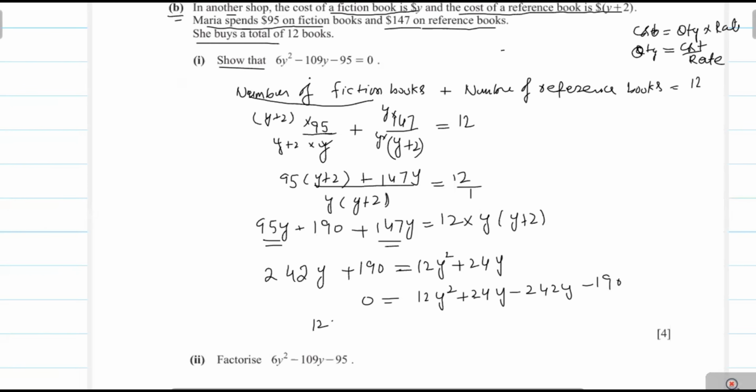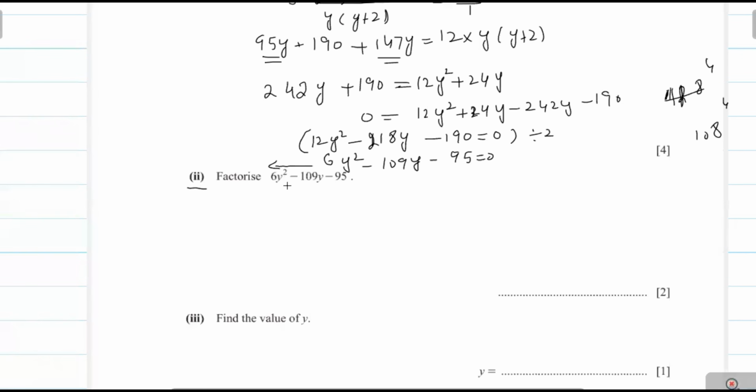And we can write this 12y squared minus, we subtract 24 from 242, we get 218y minus 190 equal to 0. Now we divide this equation by 2, we get 6y squared minus 109y minus 95 equal to 0, hence it is proved. Now next is the part second, factorize 6y squared minus 109y minus 95.